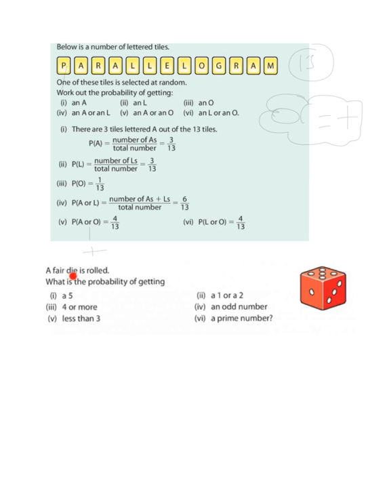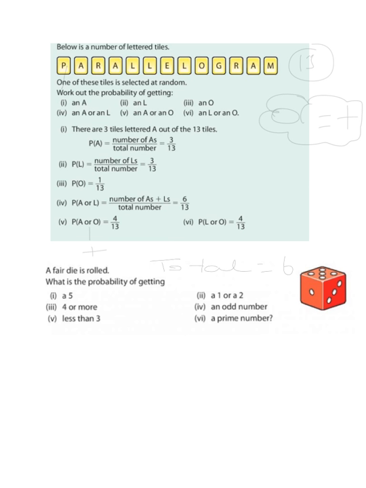So we'll do another example here. A fair die is rolled. What is the probability of getting a 5? Okay, so we know that when we roll a die, our outcomes are 1, 2, 3, 4, 5, and 6. So it's out of 6. So our total, okay, if they don't give you the total, you must write that down. So our total for this guy is 6.